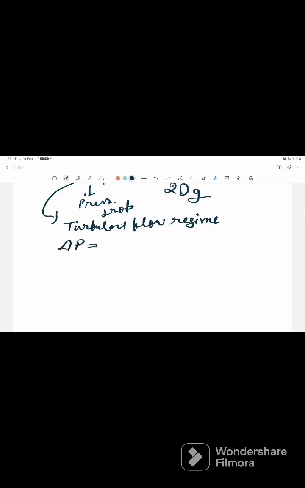Delta P is equal to rho g h. Pressure drop varies with height. Variation with height.